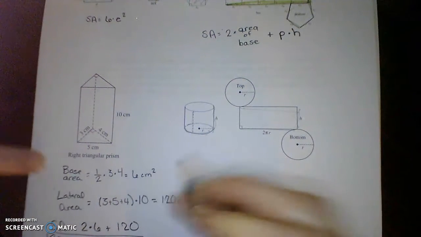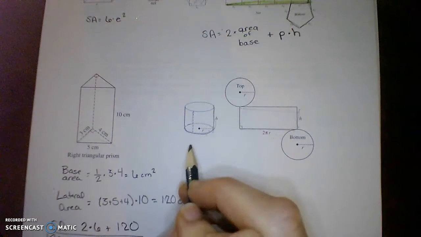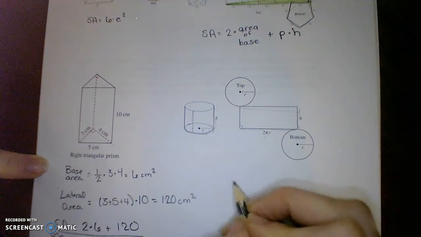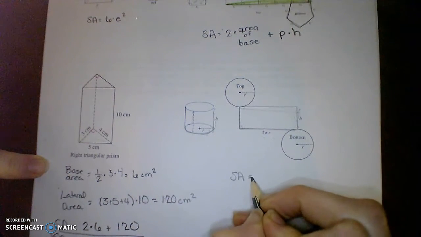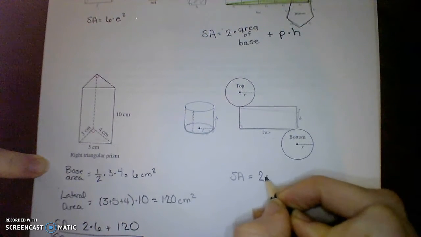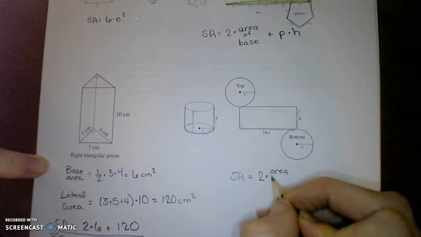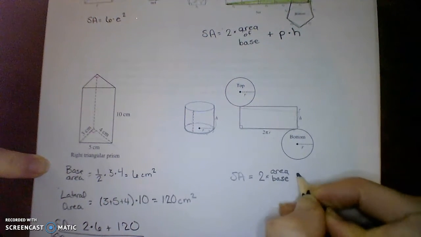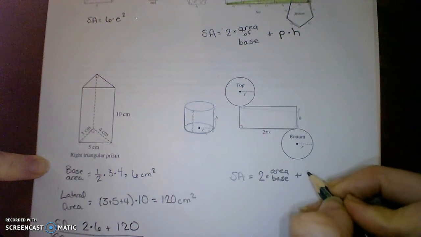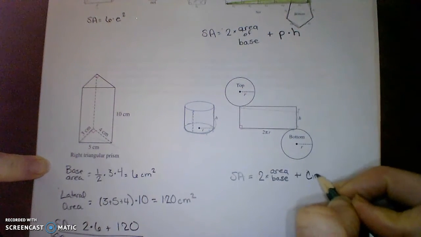With a prism, we call that the perimeter, but with a circle, you call that the circumference. So the surface area of a cylinder will be twice the base, 2 times the area of the base, plus the height times the circumference.